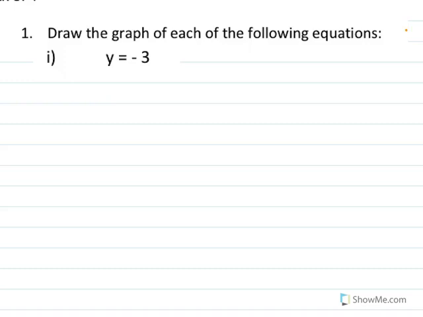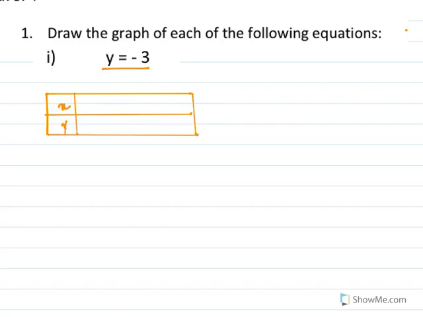Draw the graph of each of the following equations. Y equal to minus 3. Before we draw the graph, we need to write the solutions. Now here, if you notice, it's y equal to minus 3. There is no mention given of x at all. So we could take x as any value.